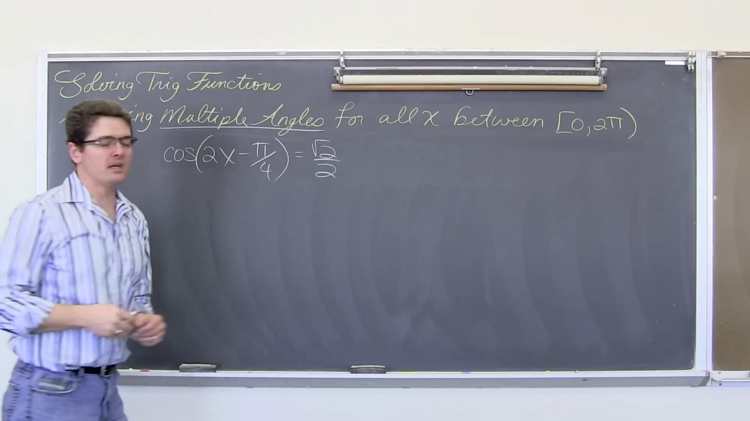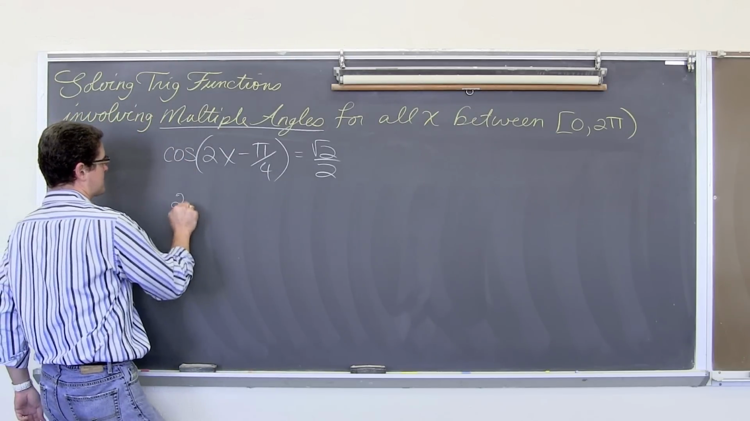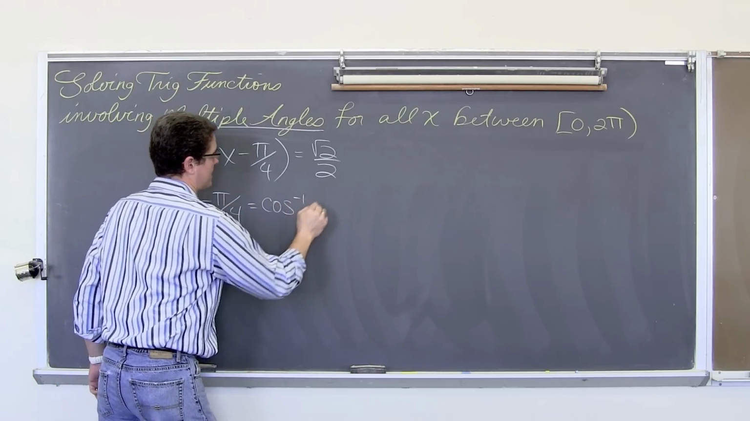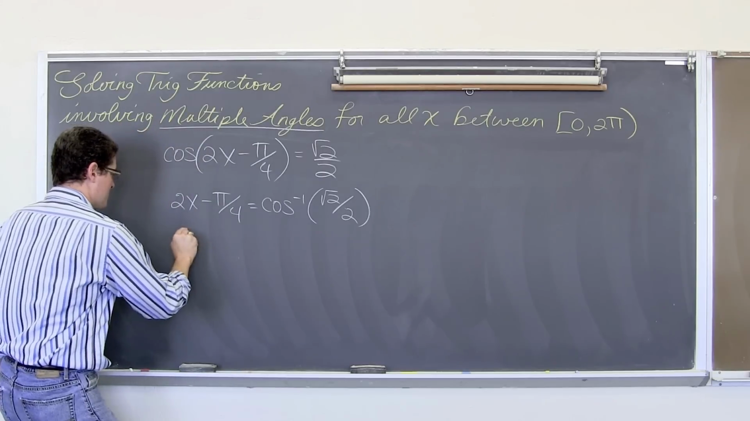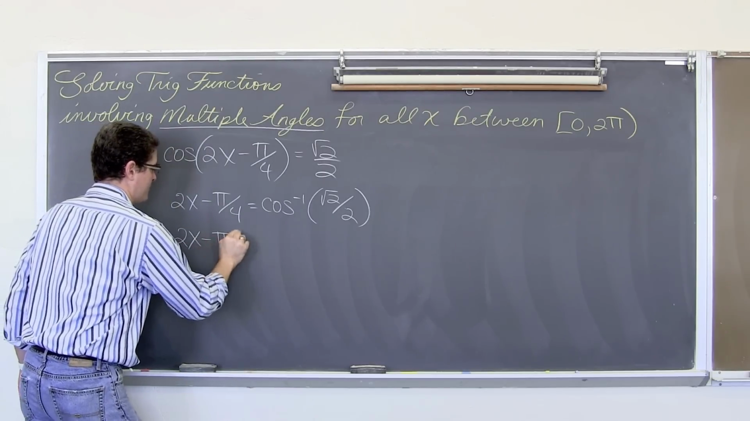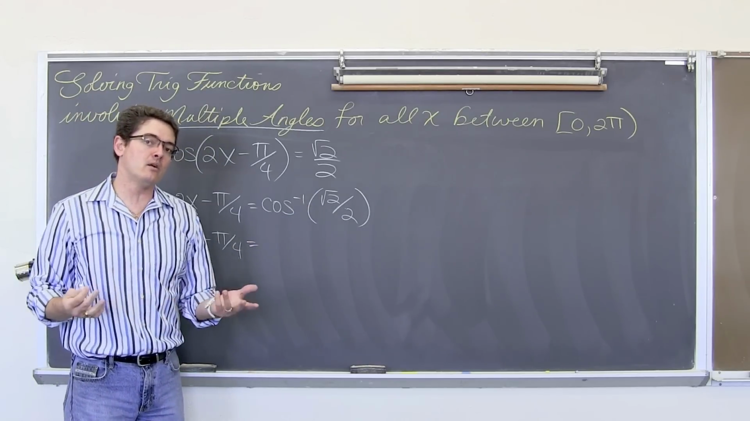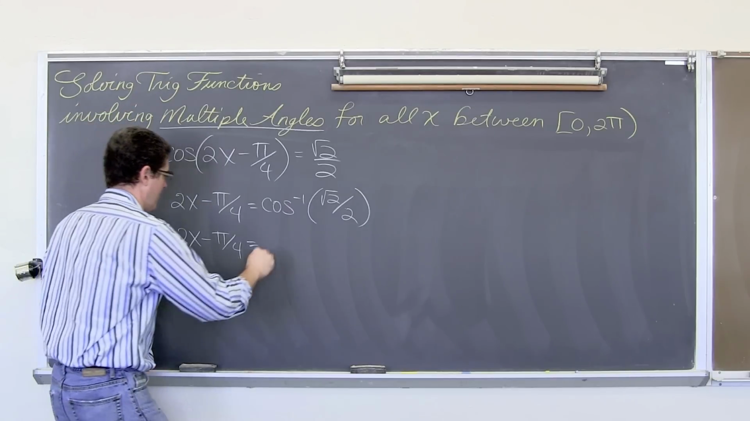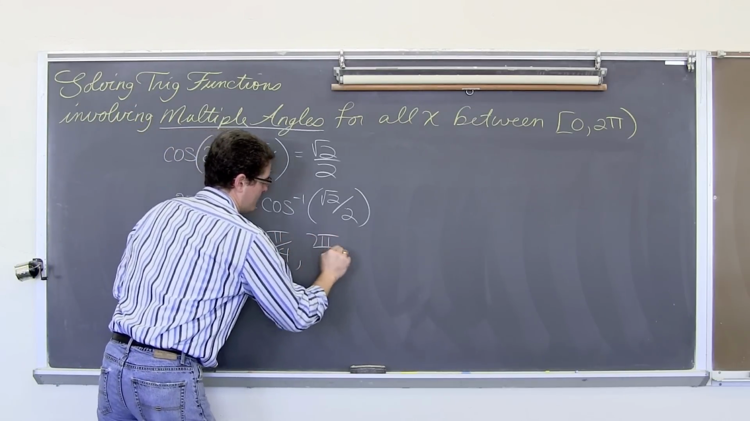Well, we're going to have to get our cosine function away from the angle measure, as always. So 2x minus pi over 4 equals inverse cosine of square root of 2/2. And that means we're going to have 2x minus pi over 4. And inverse cosine of square root of 2/2, where on the unit circle is cosine equal to this ratio? That would be at pi over 4, 7 pi over 4.